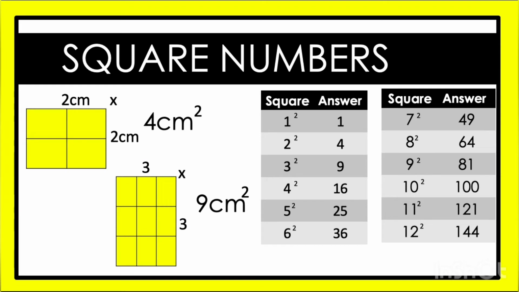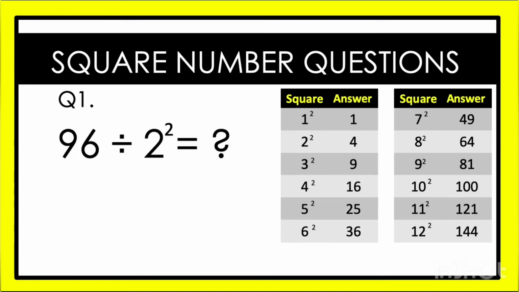We must know and have to learn off all the square numbers from 1 to 12. So 1 squared, 2 squared, 3 squared, all the way to 12 squared. If we look at 10 squared, that's 10 multiplied by 10, which is 100. 5 squared is 5 multiplied by 5, which is 25. Quite easy, but let's look at a question.